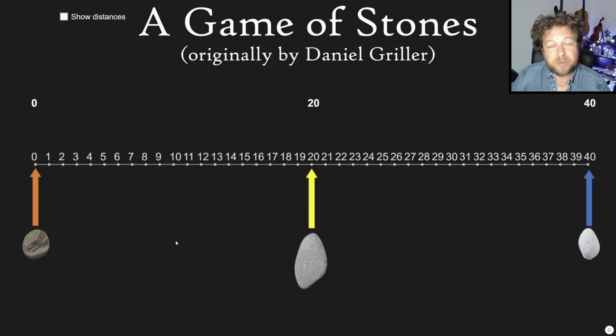The rules are very simple. 2-player game, you take it in turns, and you've got to move an outer stone to between the other 2 stones. For example, I can move this stone to there. But it's got to go on a whole number. All stones must occupy a whole number during the game.